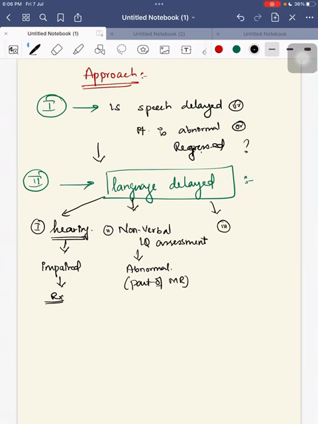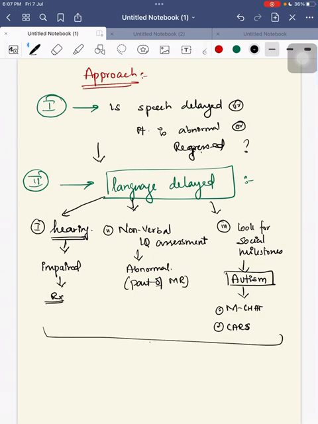Third, you have to look for the social milestones. If the social milestones are regressed or the child is having any repetitive behavior, it can be an autistic sign. Then you can do MCHAT scoring, or you can do CARS. CARS is nothing but childhood autism rating scale. Then you have to treat it accordingly.